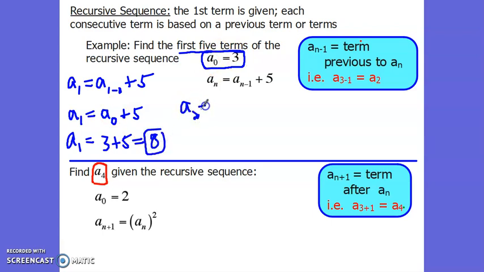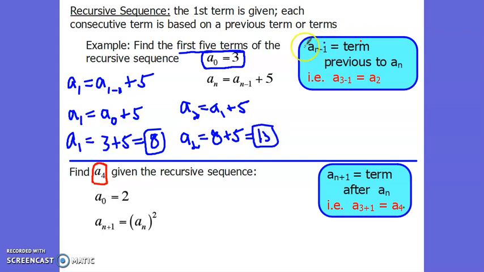To get a sub 2, again, 2 minus 1 would have been a sub 1. I'm going to take my previous term. Well, a sub 1 came before that. So I'm going to take my previous term, which again was 8, and I'm going to add 5. So I'm going to end up with 13.